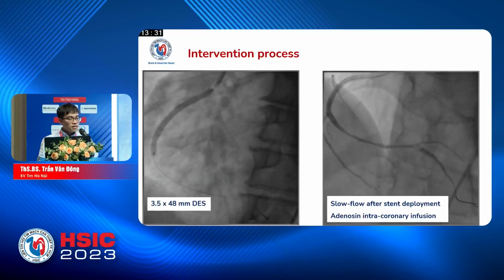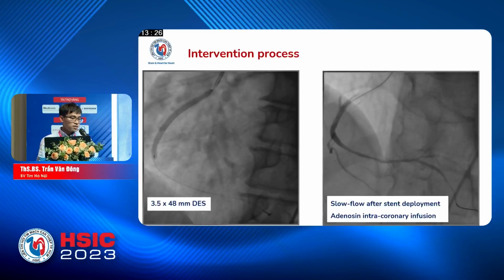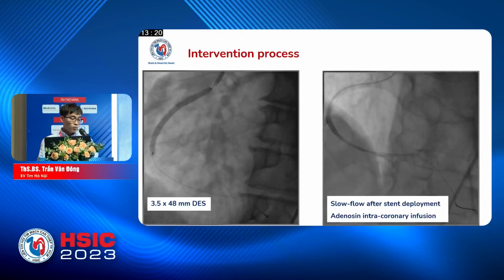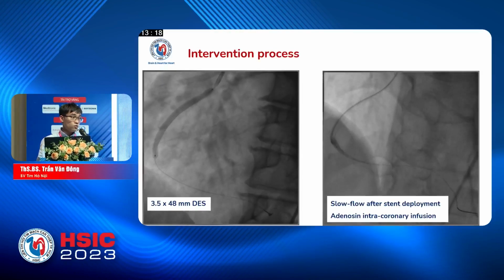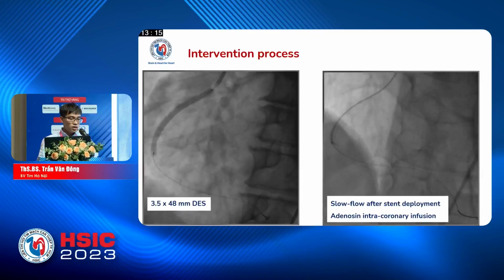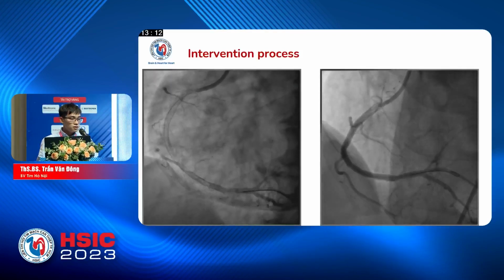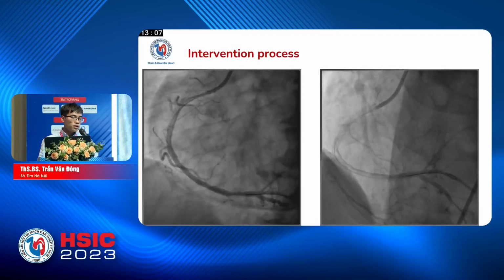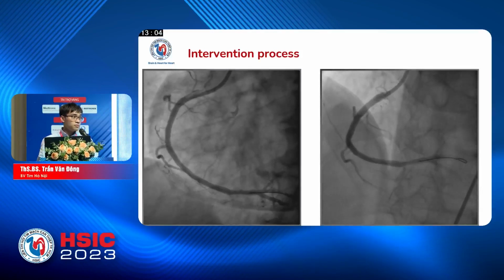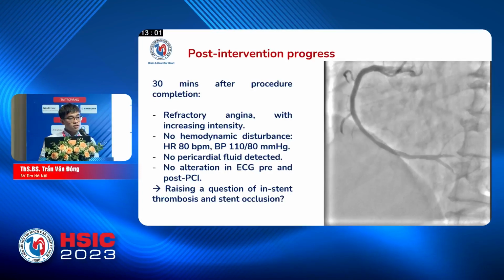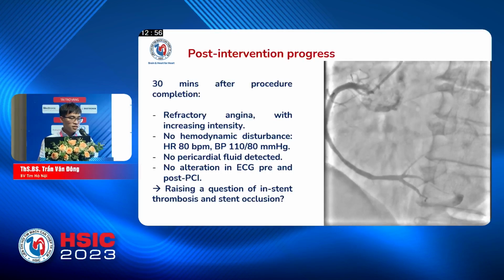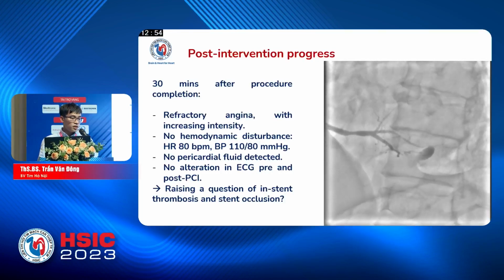And then we placed a 3.5/48 stent. After stent deployment, there was somewhat of a slow flow phenomenon, and we successfully managed it with adenosine intracoronary infusion. And this is the final result. As you can see, the flow was TIMI 3, and the stent had good expansion. But after 30 minutes, the patient developed a refractory angina with increasing intensity, but no hemodynamic disturbance.